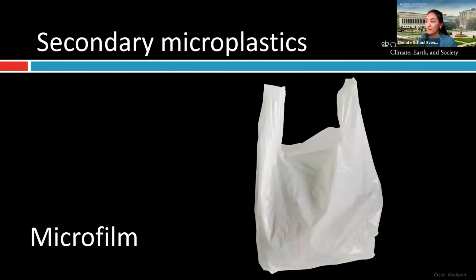And then we have microfilms. So this could be thought of as your plastic bag, your saran wrap. It's flimsy, thin pieces of plastic. These get easily broken down because they're already so thin. And you can find these tiny pieces of microfilm plastic all over the environment in urban areas, as well as in some more natural areas along beaches and things.